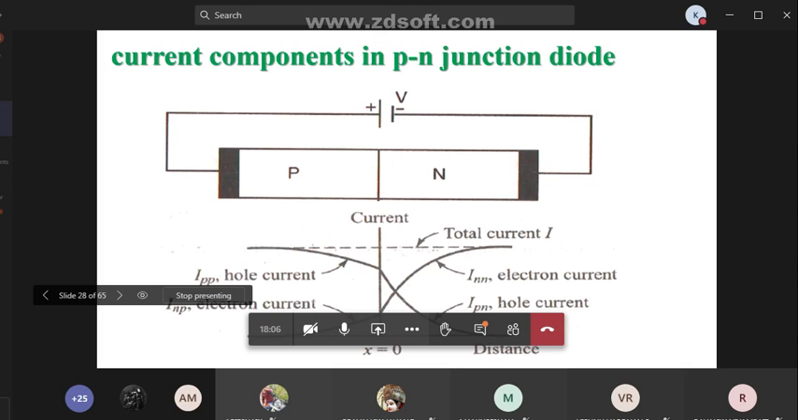So these are the current components in the PN junction diode. In the p-type material we have IPP and INP; in the n-type material we have INN and IPN. So there is majority carrier current and minority carrier current. Due to the flow of majority carriers, the majority carrier current flows through the diode. That is INN, the electron current, and IPP, the hole current.